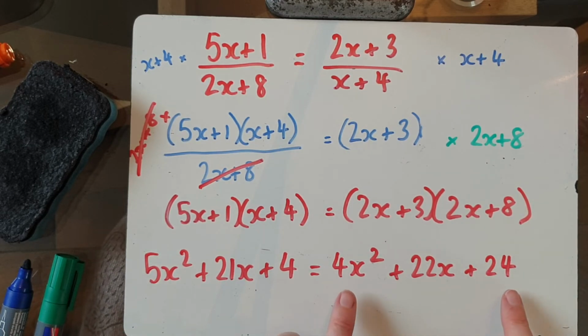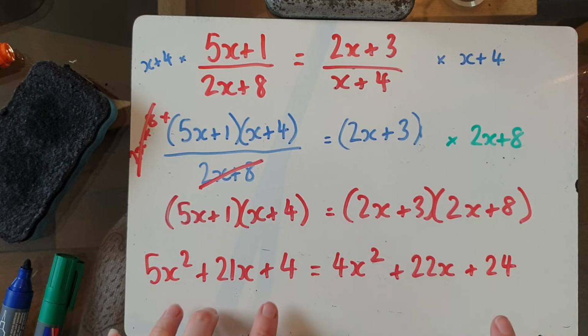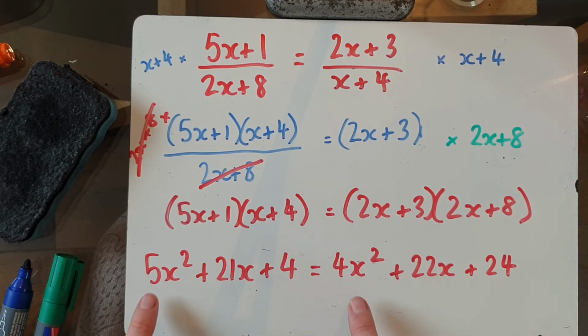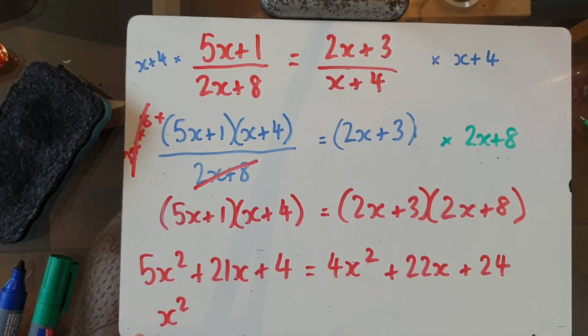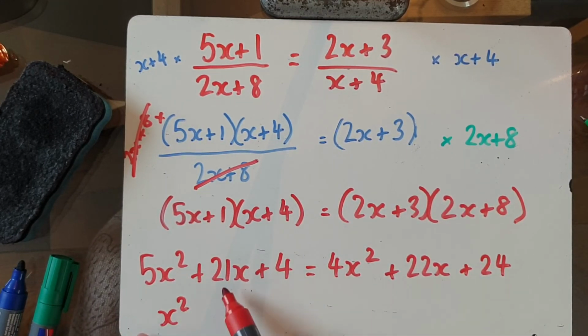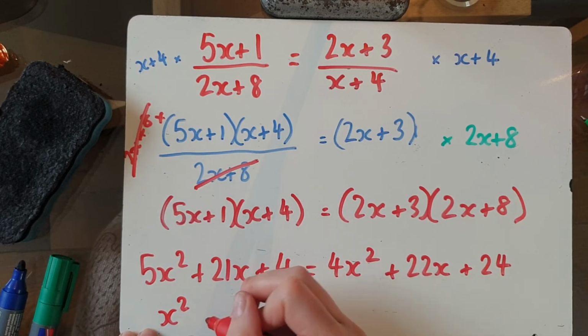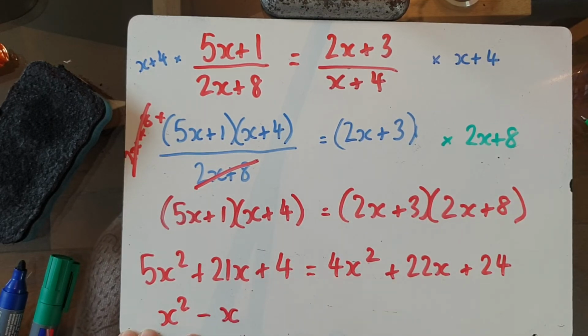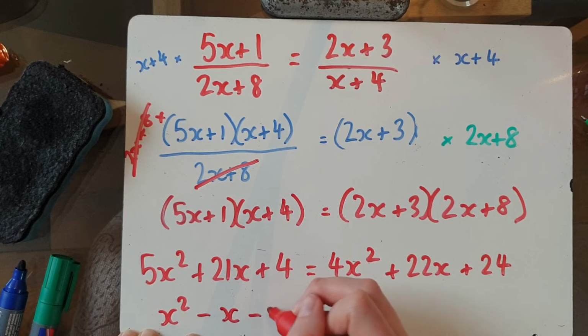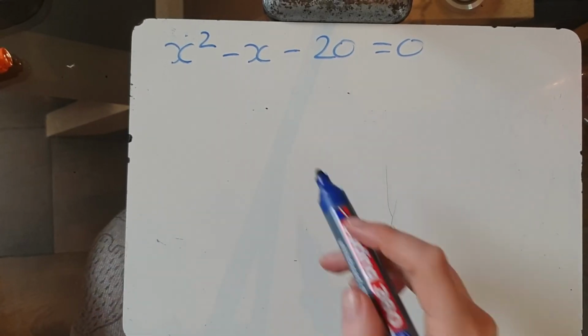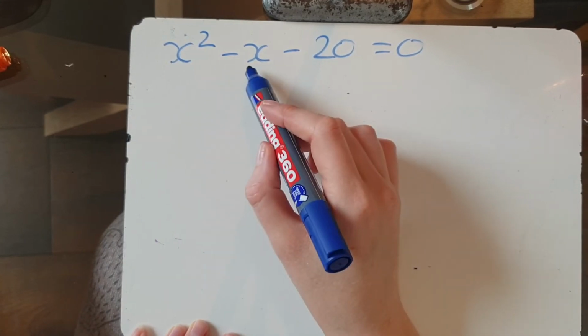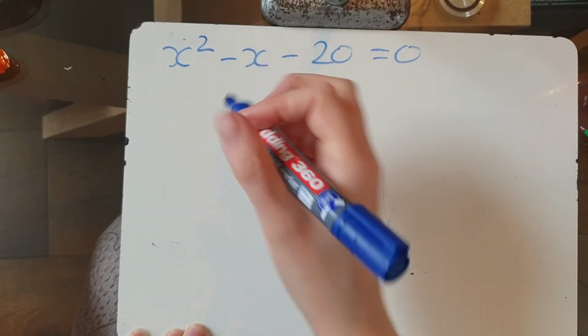I'm going to subtract everything from this side, so that I've just got one quadratic on the left hand side. So 5x squared minus 4x squared gives me x squared. 21x minus 22x gives me minus x. 4 minus 24 gives me minus 20. And because I've subtracted everything from this side, I end up with 0. So this is the quadratic we'd got to, x squared minus x minus 20 equals 0.